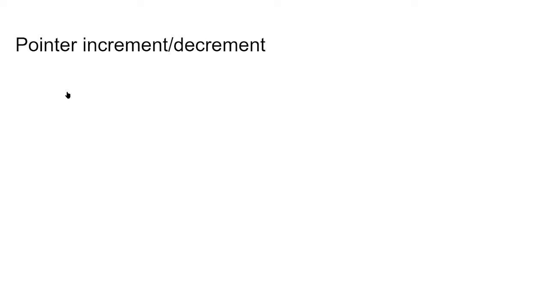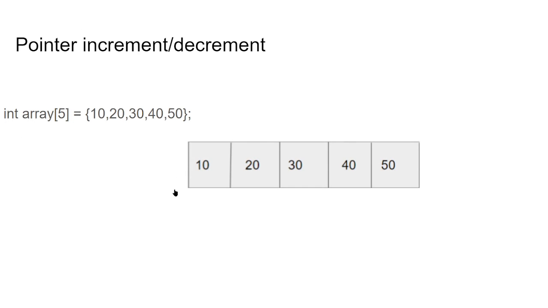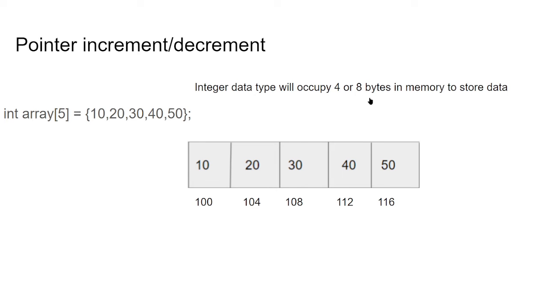Now let us see the pointer incrementation and decrementation concept. If I execute this statement, an array is created in memory with the following elements, and each memory block contains some memory address. If we notice, each memory block occupies exactly 4 bytes of memory. And why is that? Because the array thus created is of integer data type, and an integer data type will occupy 4 or 8 bytes in memory to store the data, according to the operating system in which the program is executed.